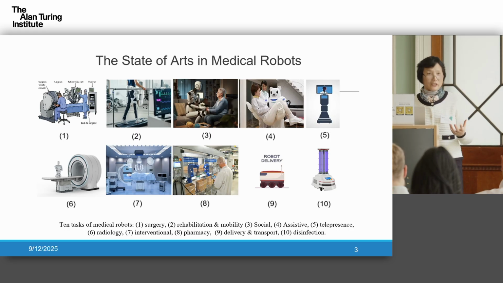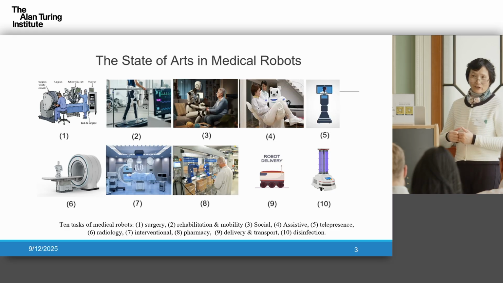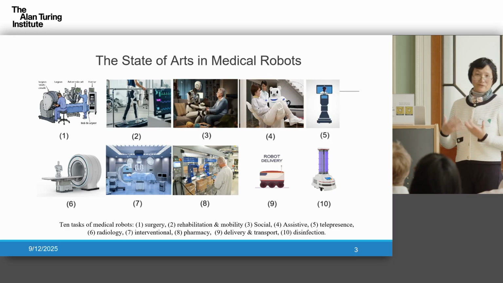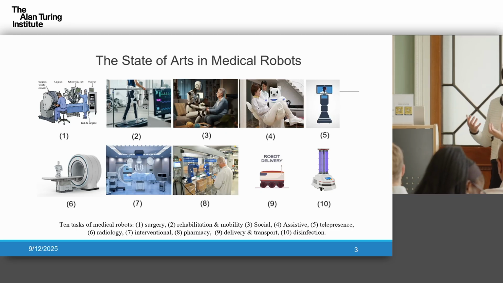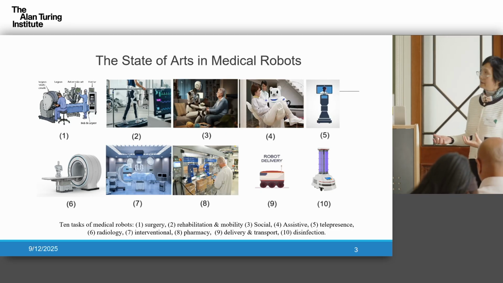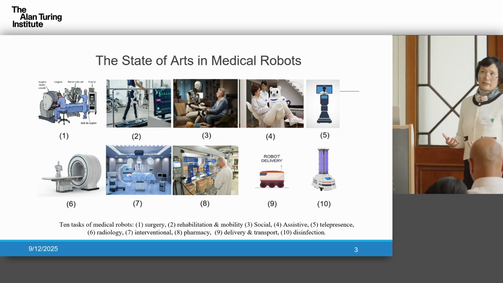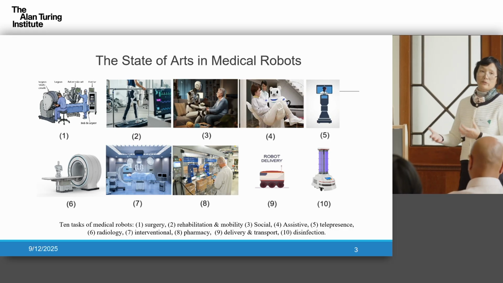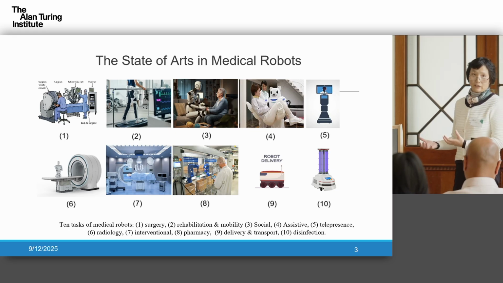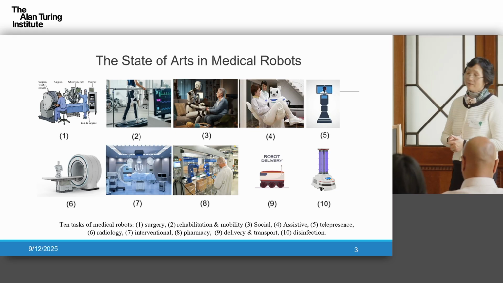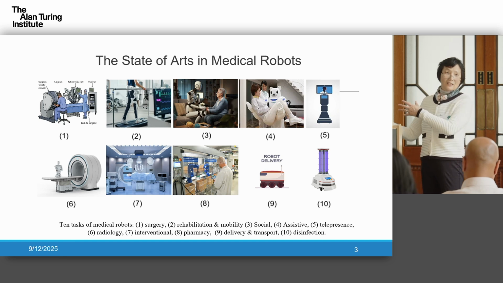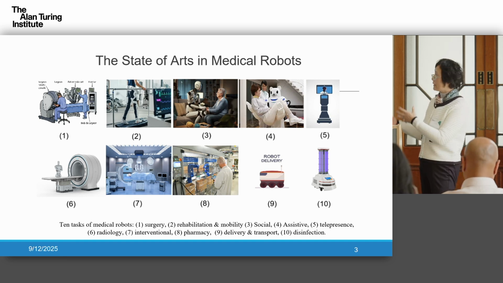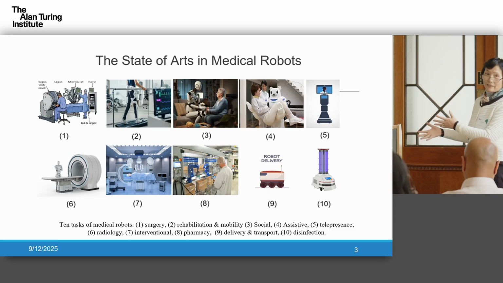Currently, AI and robotics technology develop very fast and have already become essential in healthcare delivery. Our research identified 10 different primary tasks in medical healthcare delivery. Here are the 10 tasks. Of course, there may be different classifications, but here are the 10 classes of medical robotics.